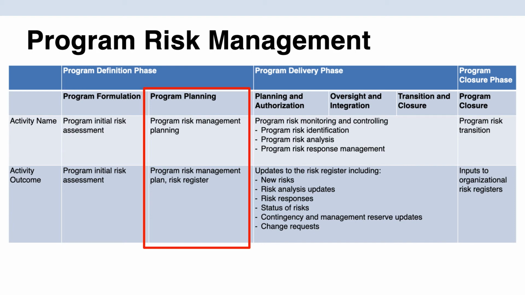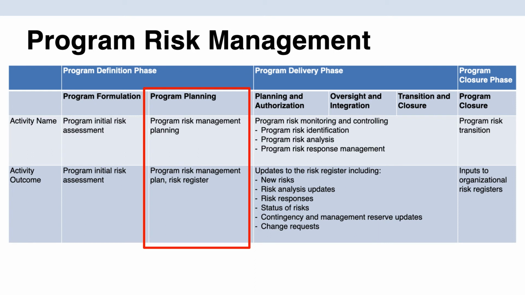During the program planning subphase, the program risk management activity will happen, and this will result in the program risk management plan and the first version of the program risk register. So the risk management plan is a subcomponent of the overall program management plan. It will describe how various risk management activities within the program will be structured and executed. The risk register is a document that documents all of the identified program risk, the result of the analysis, the potential responses, its current status, etc.